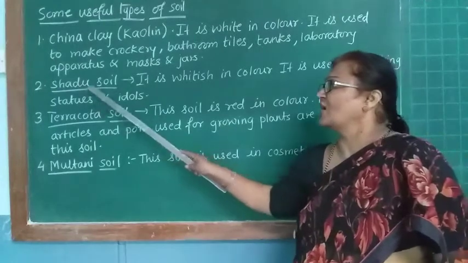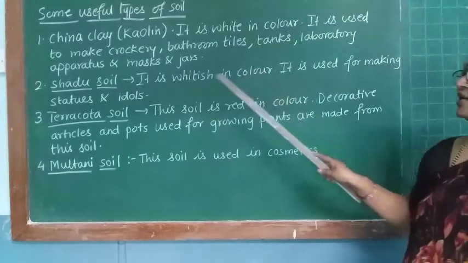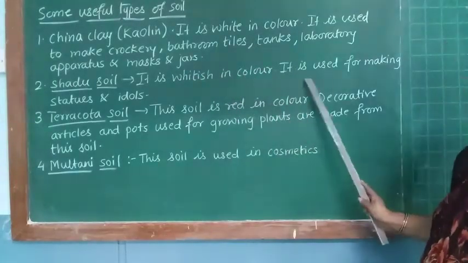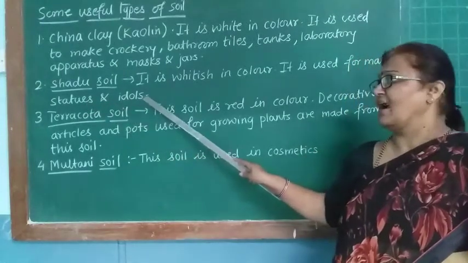Next comes the shadow soil. It is whitish in color. This shadow soil is whitish in color. It is used for making statues and idols.